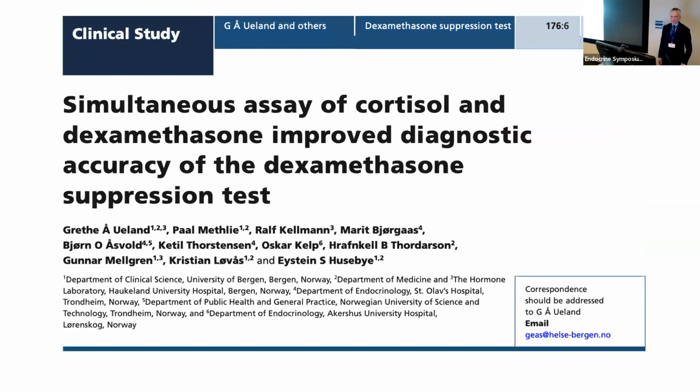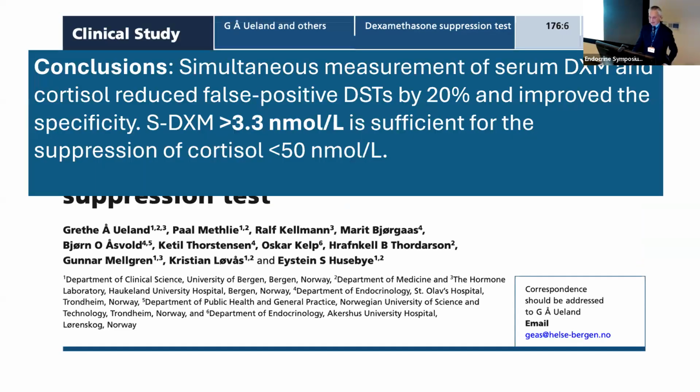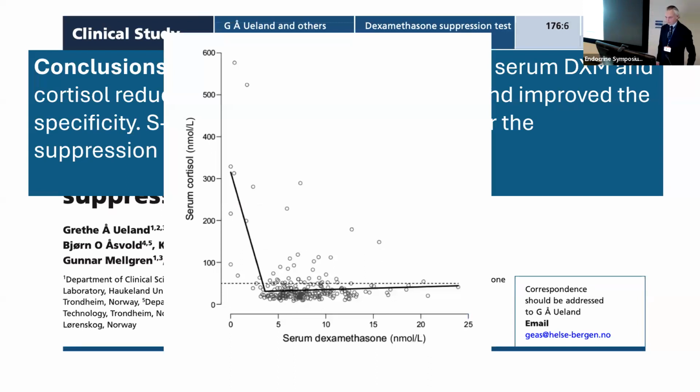I saw that our American colleagues also measured dexamethasone, which does reduce the false positive risk by 20% and improve the specificity. This is a study carried out by Grete Ulam from Norway, who showed that simultaneous measurement of dexamethasone with a cutoff level of 3.3 nanomoles per liter or more is sufficient for the suppression of cortisol less than 50 nanomoles per liter.